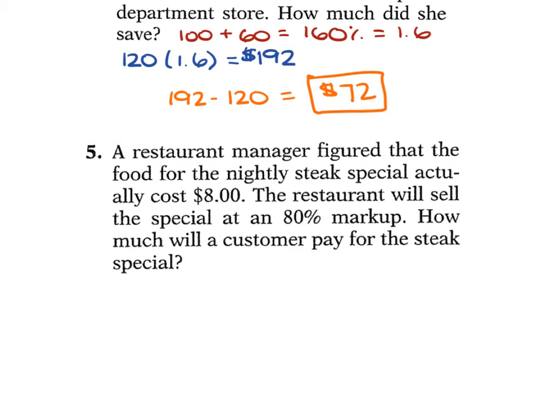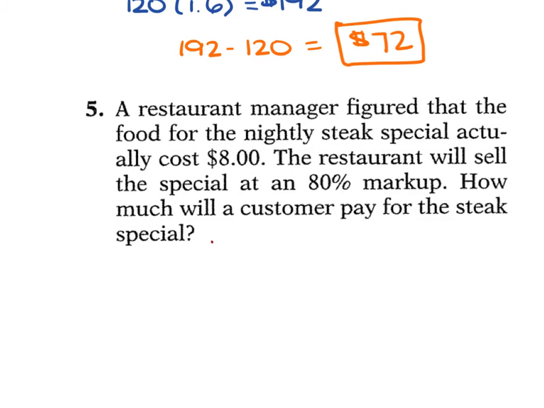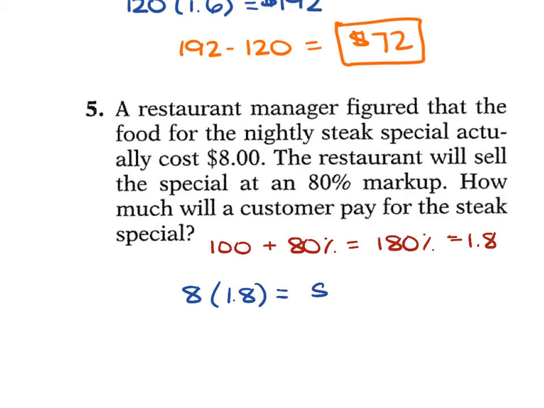For 5, it says a restaurant manager figured that the food for the nightly steak special actually cost $8. The restaurant will sell this special at an 80% markup. How much will the customer pay for the steak special? So that 100% of that price plus the 80% gives us 180%, which is 1.8. We multiply that by the $8, and we get $14.40.